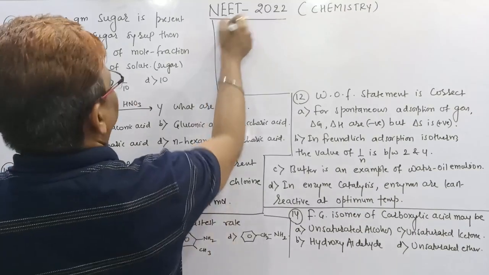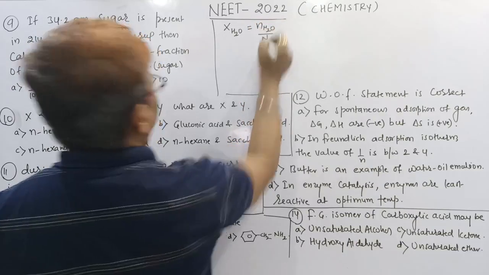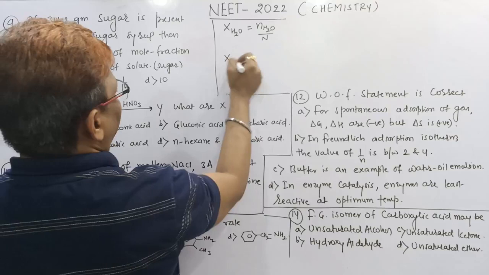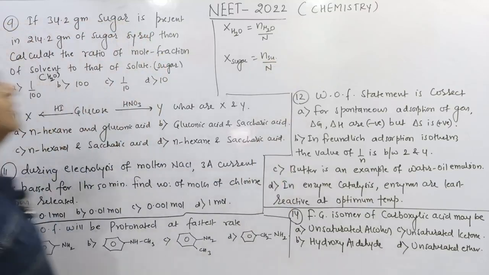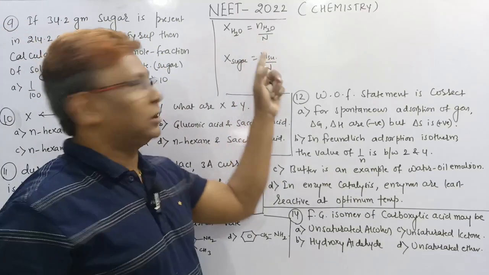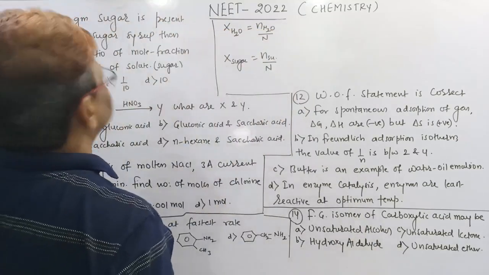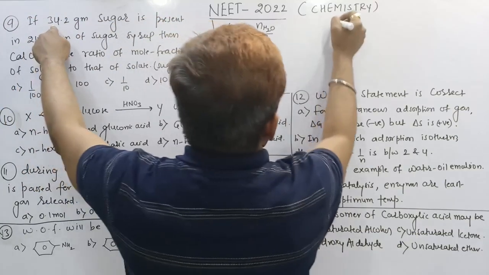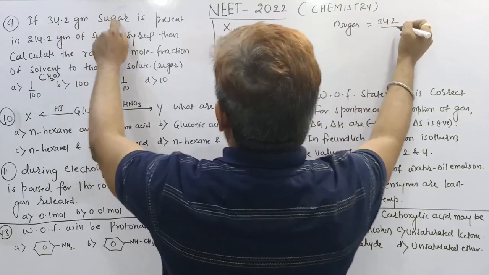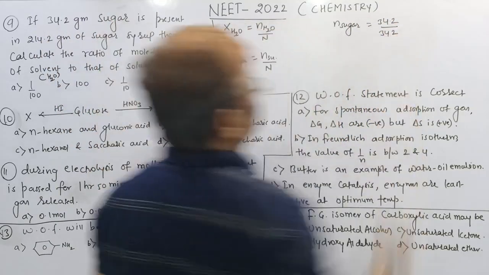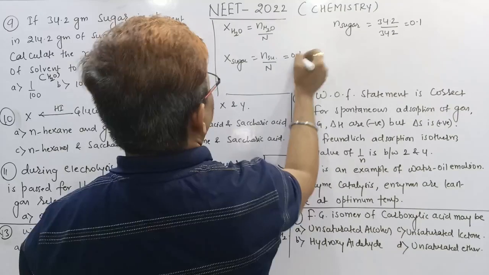If you want the mole fraction of water, what should we have? Number of moles of water by total number of moles, and the mole fraction of sugar is the number of moles of sugar by total number of moles. For getting the number of moles, what we require is the weight. You can see the weight of sugar is given, so we can get the number of moles of sugar. It equals given weight by molecular weight of sugar, which is 342. That means 1 by 10, that is 0.1 mole.